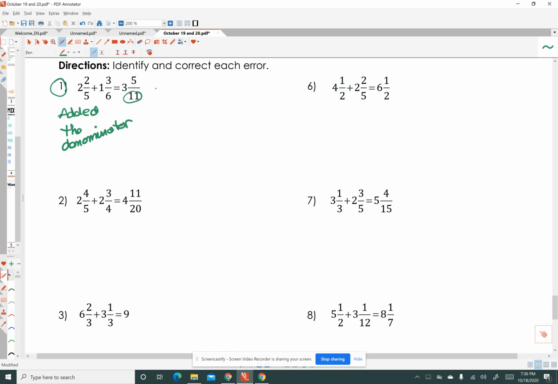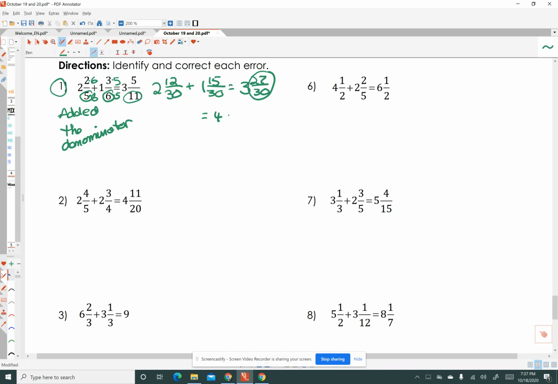What that should be is a denominator of 30, because the least common multiple of 6 and 5 is 30. 5 times 6 is 30. 2 times 6 is 12. 2 and 12/30 plus 1, and 6 times 5 is 30. 3 times 5 is 15. 15/30 equals 3 and 27/30, which, when we take care of the improper fraction, equals 4.